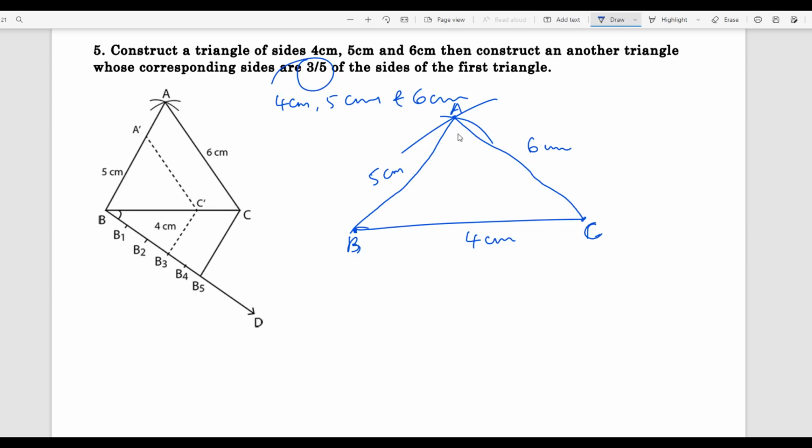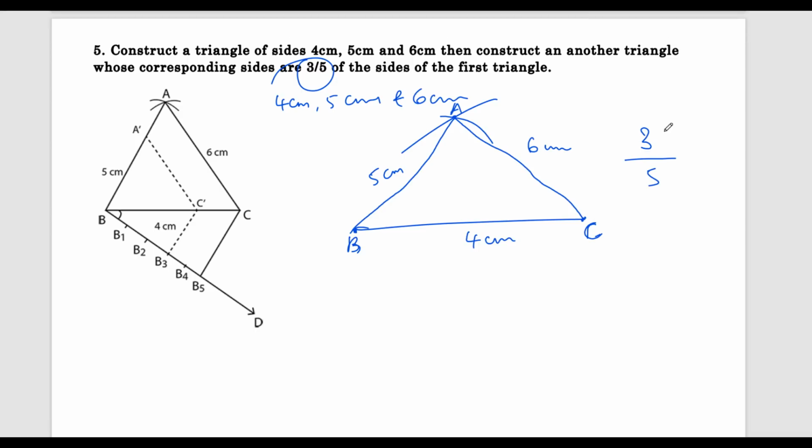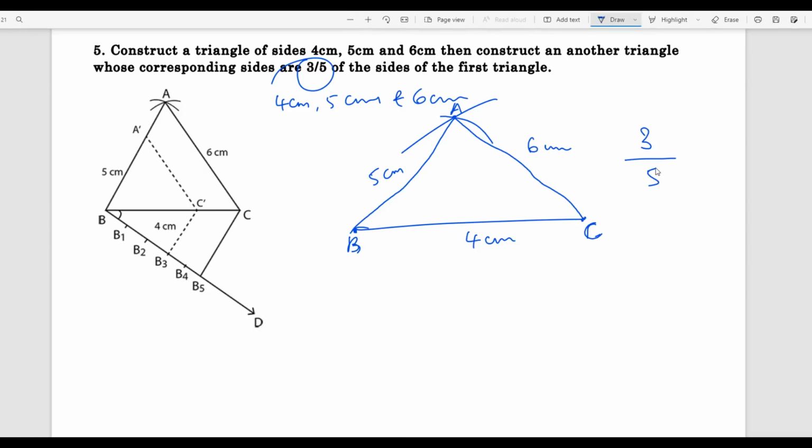Now students, what is the given ratio? It is 3/5. Many of the students make a mistake here. In the given ratio, which is the highest number, 3 or 5? 5 is the highest number. From the point B, draw an acute angled ray. Then in the ratio 3/5, the highest number is 5. Now from point B, cut 5 arcs.